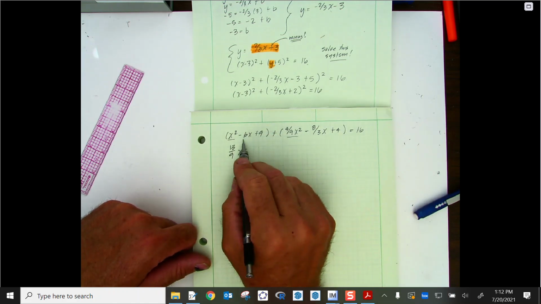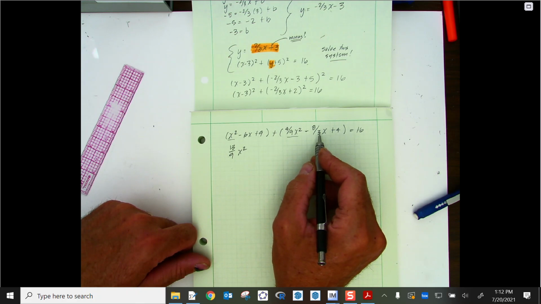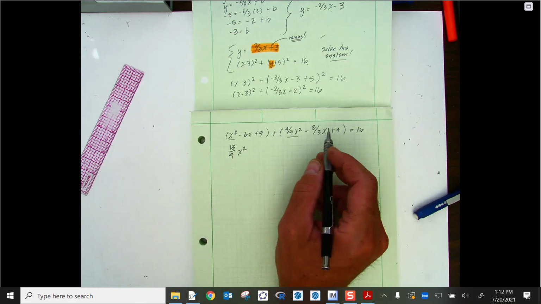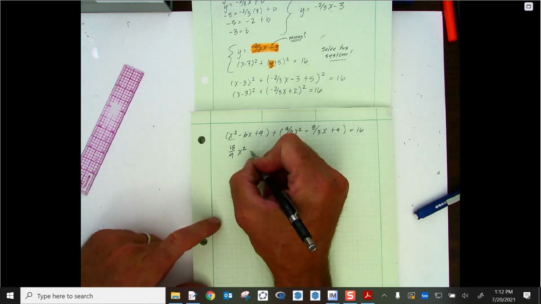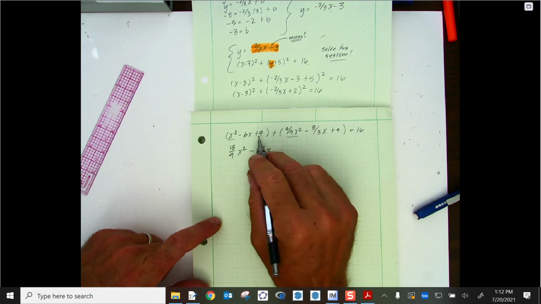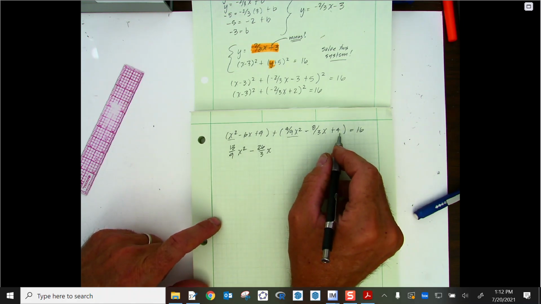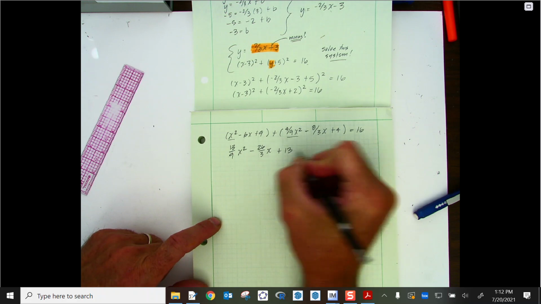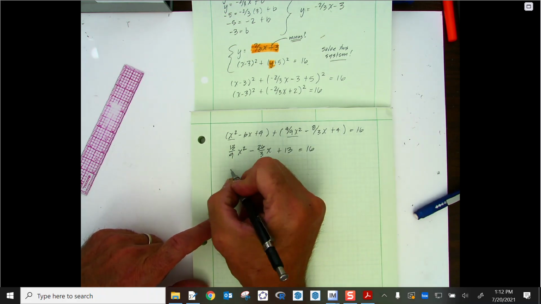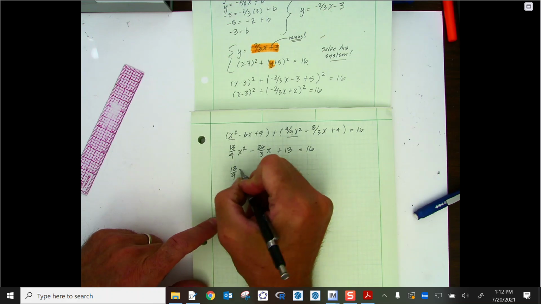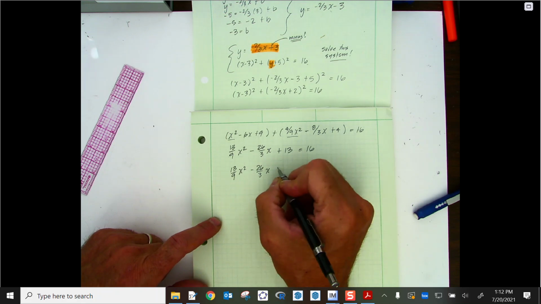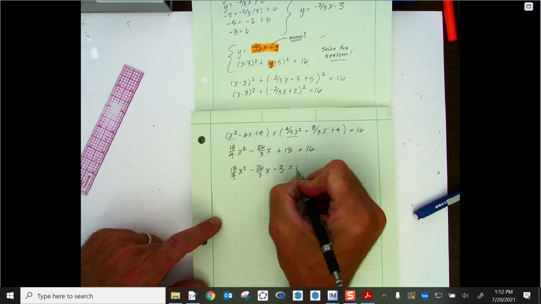And I have negative 6 and negative 8/3. So if I write this in thirds, it would be 18 of them. 18 and 8 more is going to be 26. So it's negative 26/3 x. And then let's see, I have a 9 plus a 4. So that's 13. And it's all equal to 16. If I subtract the 16 across, I get 13/9 x squared minus 26/3 x minus 3 equals 0.